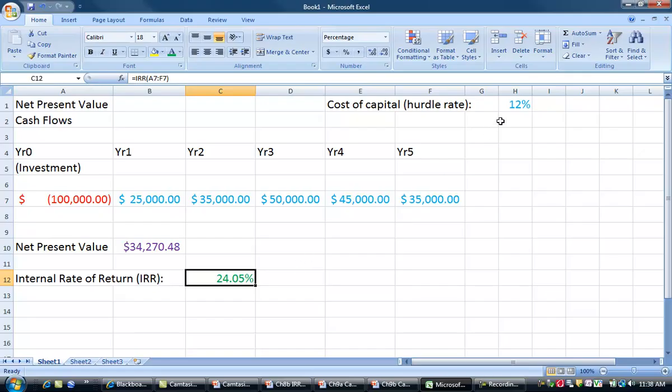You do notice that that is higher than the cost of capital, which was being targeted up here, and we knew that was going to be the case because there was a positive net present value, meaning the project has a return higher than 12%. IRR tells us exactly what that percent return was.